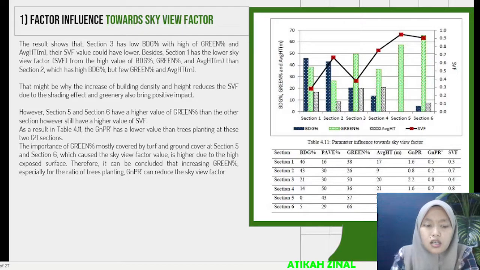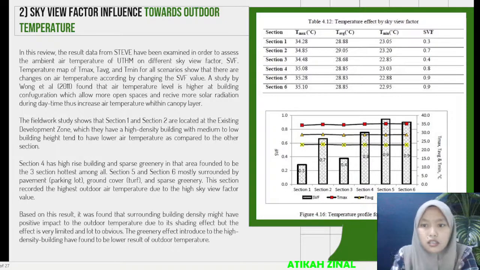This is because the green percentage there is only turf, and besides, section 1 has a higher value of building height and green percentage, and has taller buildings than the other sections. Then it has a lower SVF value, which is the sky view factor. We can see here section 1 has a lower temperature than sections 6, 5, 4, and the others. This is because the SVF, the sky view factor, influences the outdoor temperature.